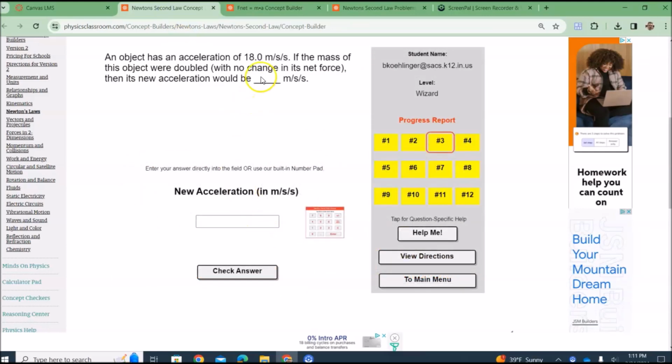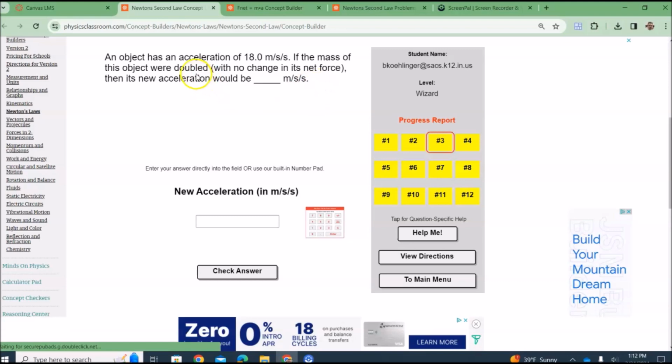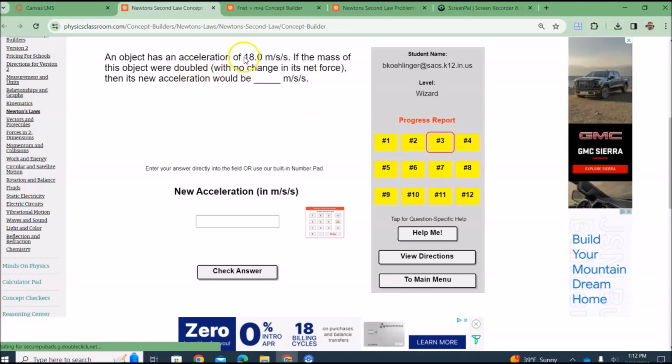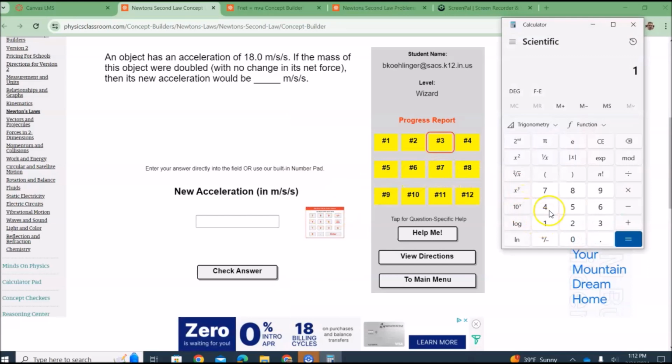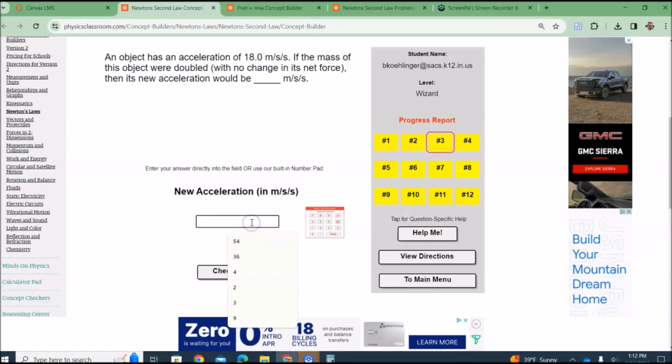So an object has an acceleration of 18 meters per second, and it wants to know what's going to happen to that acceleration if the mass is doubled. Well, we saw that the acceleration is directly proportional to the net force and inversely proportional to the mass, meaning if the mass gets bigger, the acceleration gets smaller. In fact, if we double the mass, the acceleration will get smaller by a factor of 2. So I have to take the 18 here and divide by 2. And I get 9. So that's my answer.